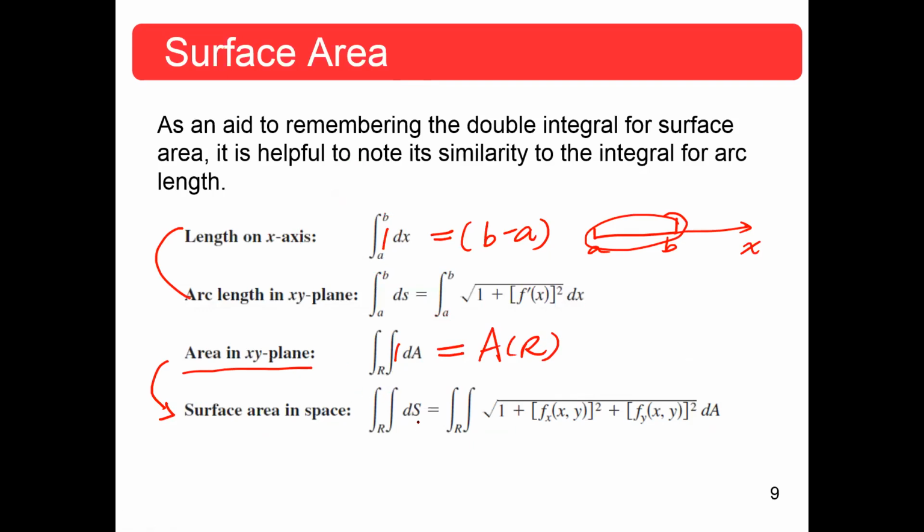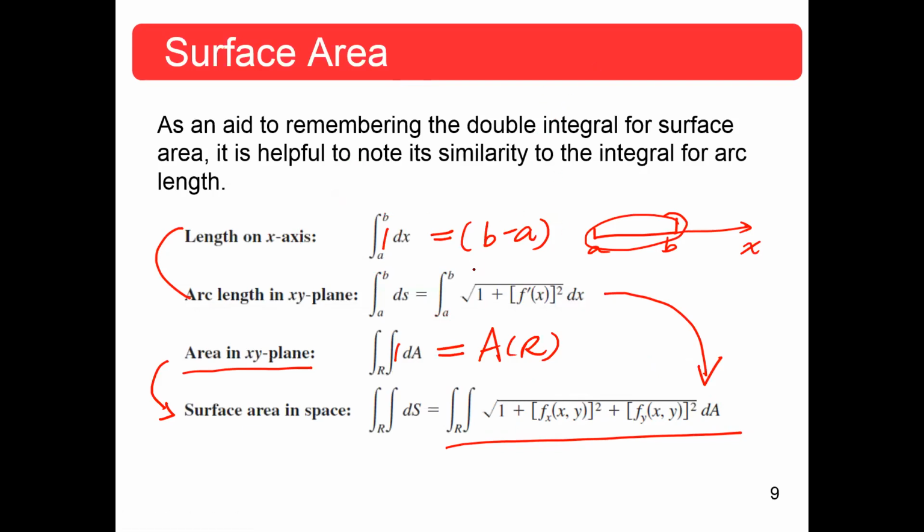So that's the double integral of ds over region R, which the formula converts to the double integral over region R of the square root of 1 plus partial x squared plus partial y squared dA. That's just one extension from the arc length to surface area, extending from one dimension x to two dimensions x and y.